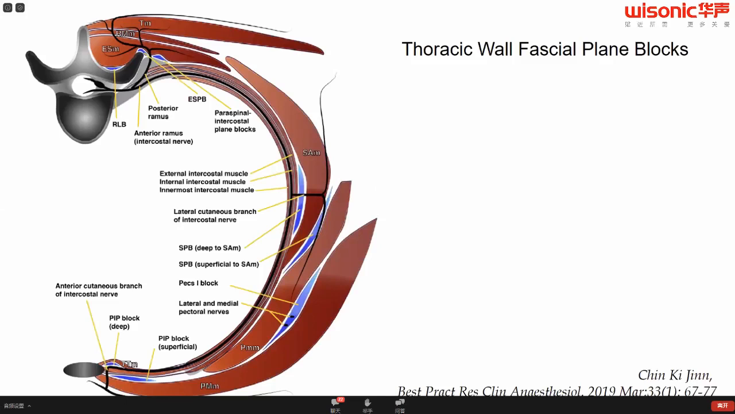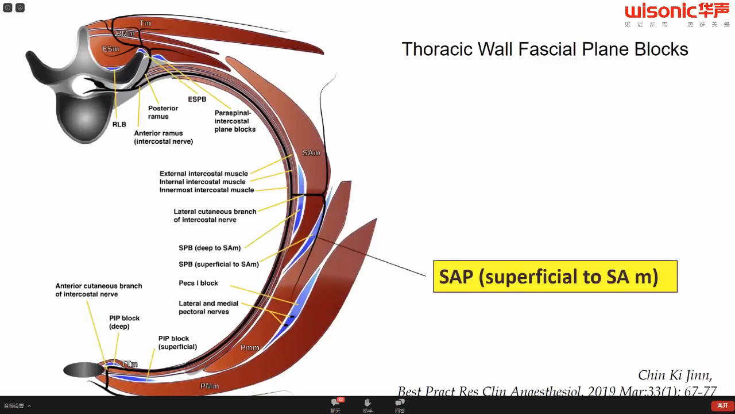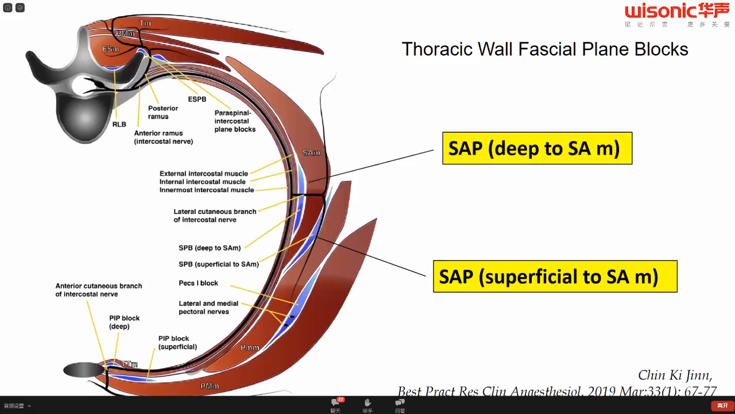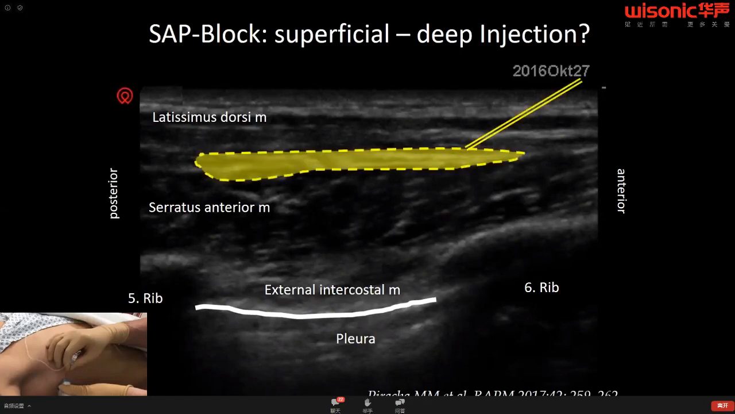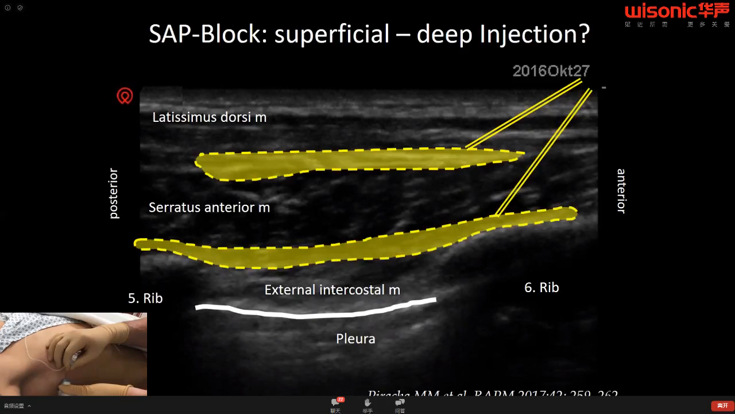There are two options to perform the serratus anterior plane block. First, you can do a superficial block when the local anesthetic is placed above the serratus anterior muscle, or you can do a deep serratus anterior plane block when the local anesthetic is placed below, or you can do a combination of superficial and deep. The question is, which is more effective, a superficial injection or a deep injection? There are no clear data showing that one block is better than the other.